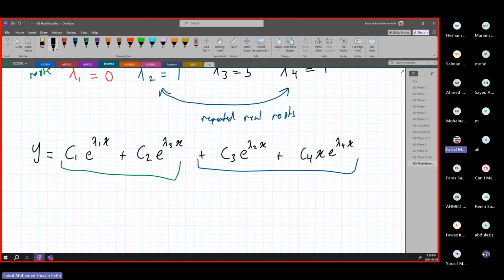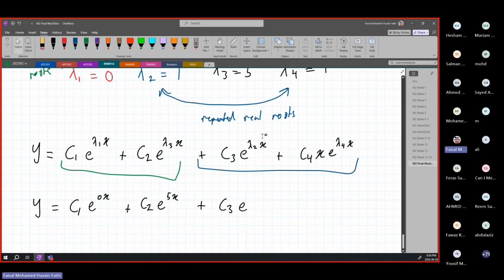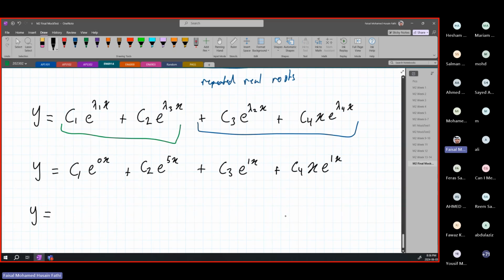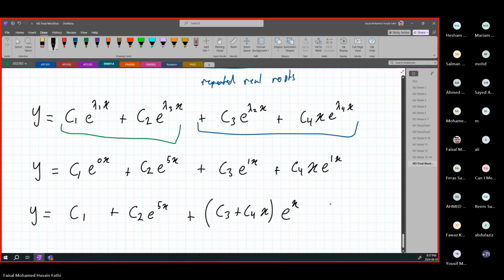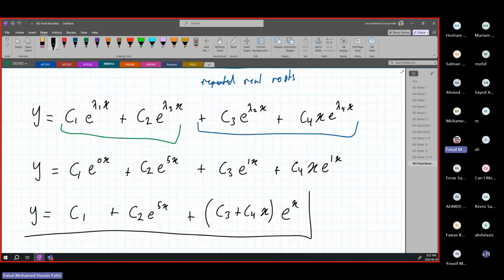Now all you're going to have to do is substitute for your lambda values. So C1 e to the power of lambda 1. Lambda 1 is 0, so it's e to the power of 0 times x, plus C2 e to the power of lambda 3, which was 5x, plus C3 e to the power of lambda 2x, lambda 2 was 1x, plus C4 x e to the power of 1x, which is our repeated root 1. Simplifying this one last time, e to the power of 0 is just 1, so it's going to be C1 plus C2 e to the power of 5x, plus here what is usually done is they take e to the power of 1x as common and leave it outside. So it's going to be C3 plus C4 x, times e to the power of x. And this is your final general solution.